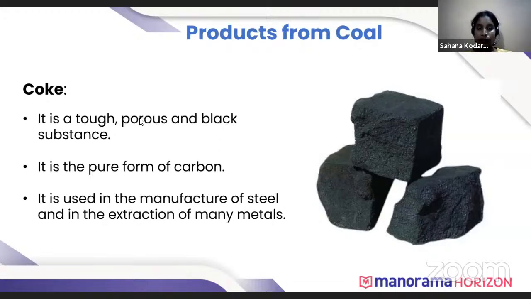Coke. It is a black, tough, and porous substance. Can you see this image? It is porous, black and tough. This coke is the purest form of carbon. It contains 98% of carbon in it. So hence it is known as the purest form of carbon. The coke is mainly used in the production of steel and in the extraction of many metals.